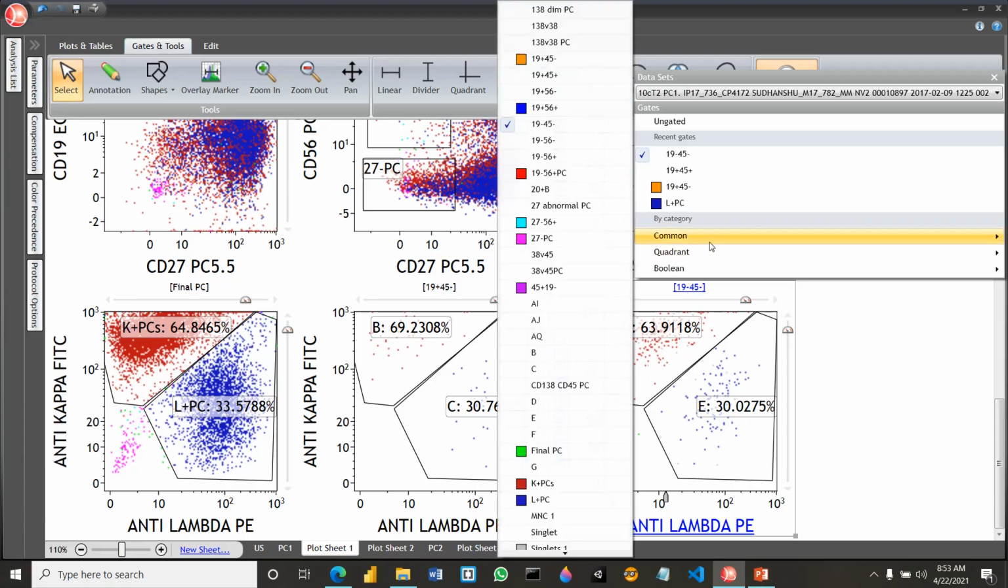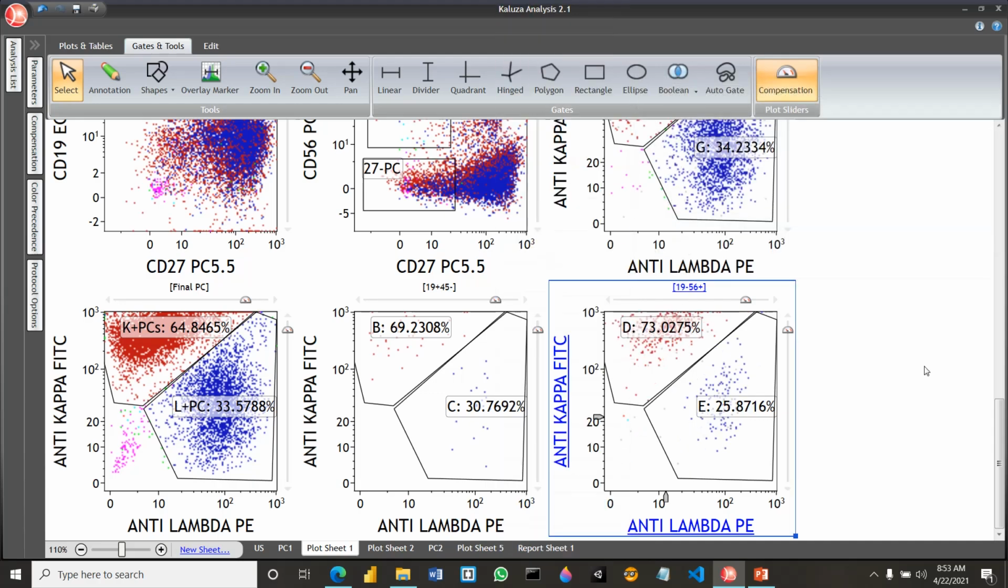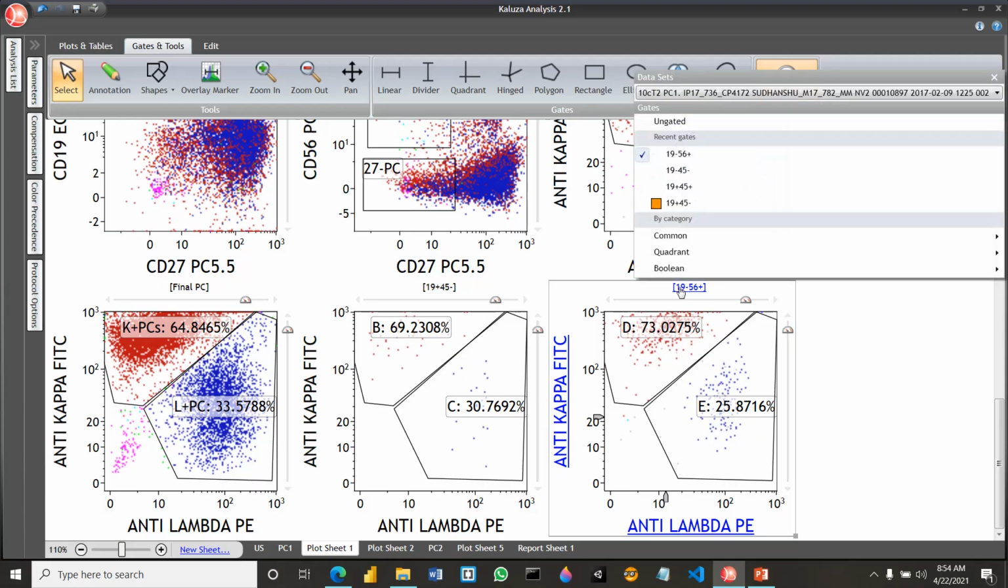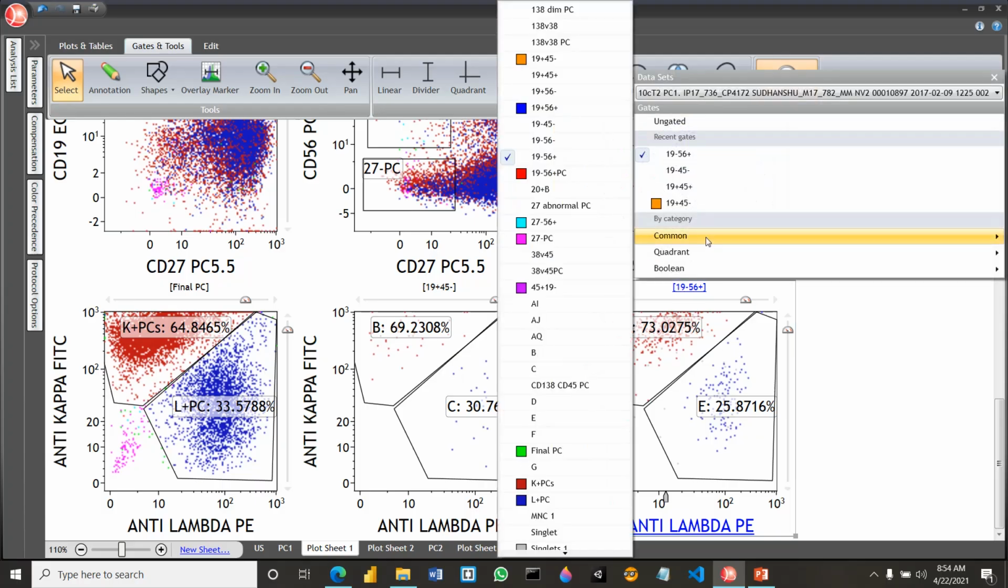Not only does the loss of markers not mean they are abnormal clonal plasma cells, they can be normal polyclonal plasma cells. Then if you look at 19 negative, 56 positive, in fact those are also pretty polyclonal. You can see the 73 to 25, they are not clonal. So even 56 expression and 19 down regulation, the combination of two abnormalities, also is not helpful for identifying abnormal plasma cells.